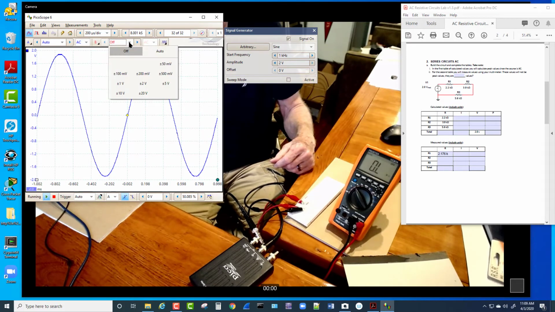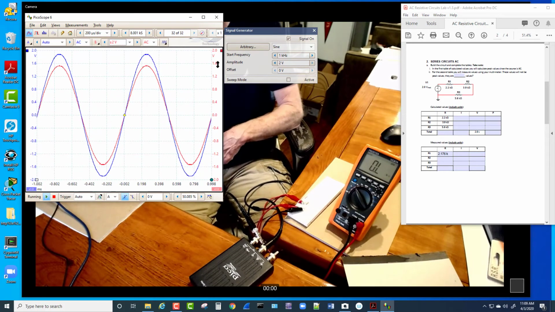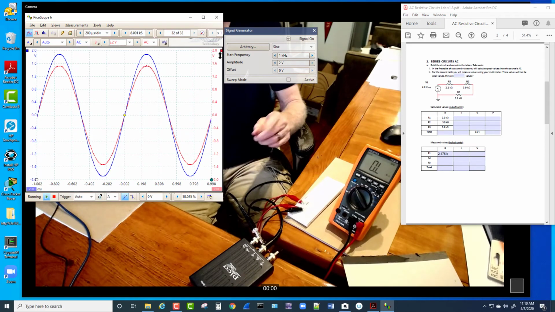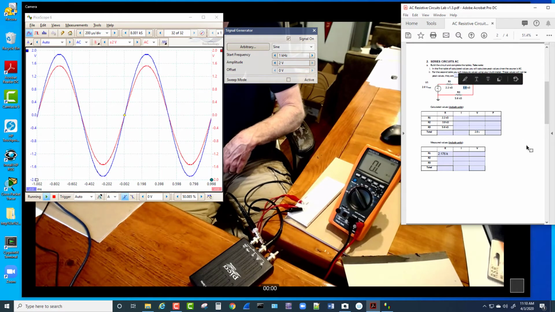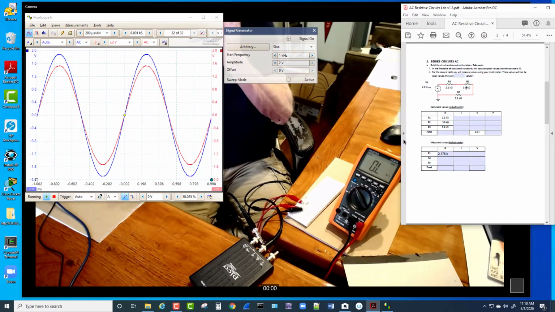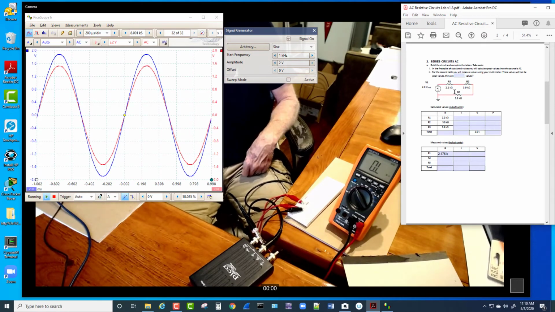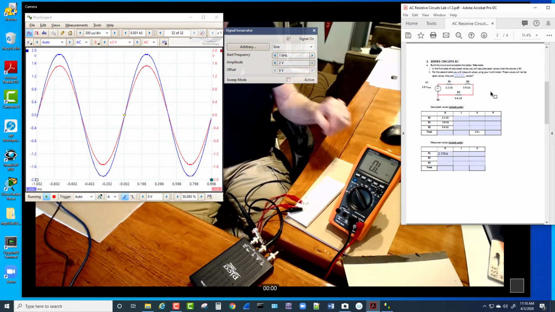So let me turn on channel B, and I'm going to put it on a 2-volt scale as well. So here you see it, 2 volts. It's the red line, and it's on the same scale as the blue. The difference between blue and red is the difference between the voltage off the signal generator and the voltage right here. Okay? So that's the AC voltage across the 2.2 K resistor. It's not what the multimeter will measure.